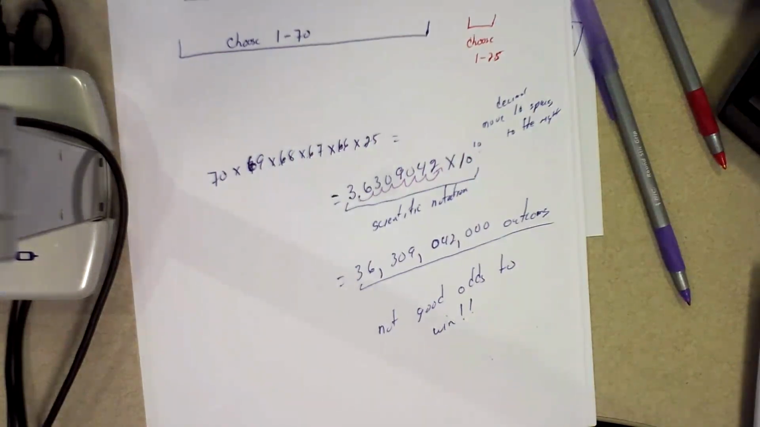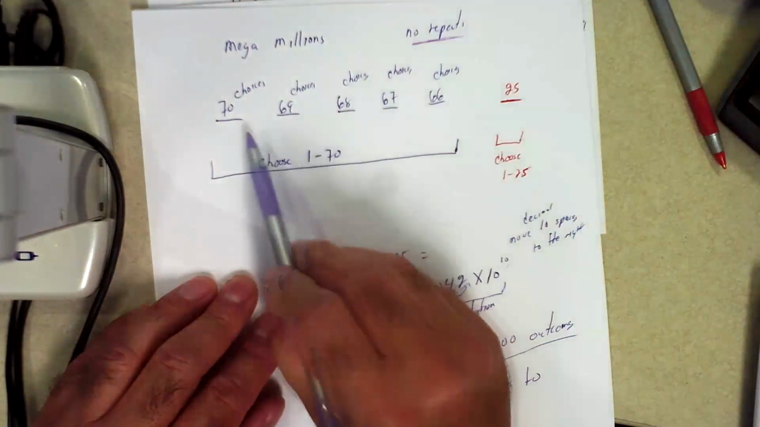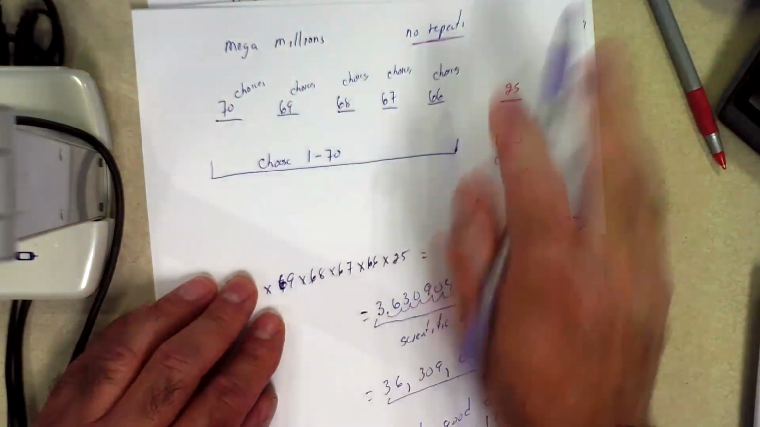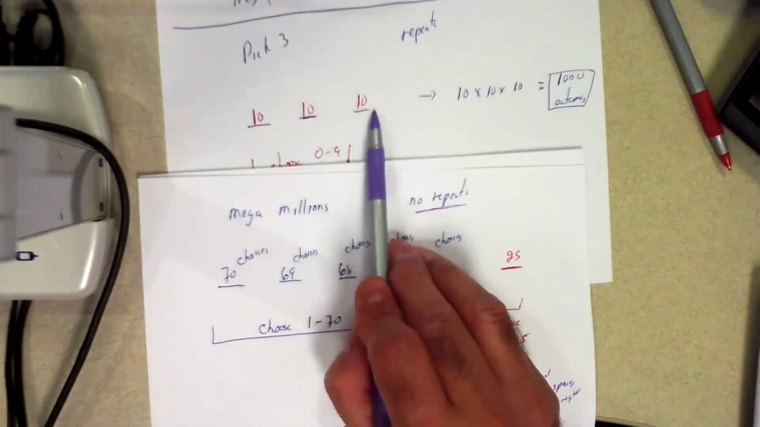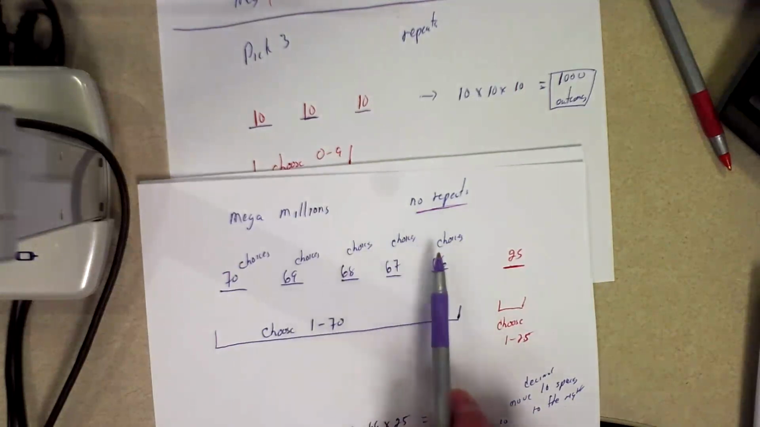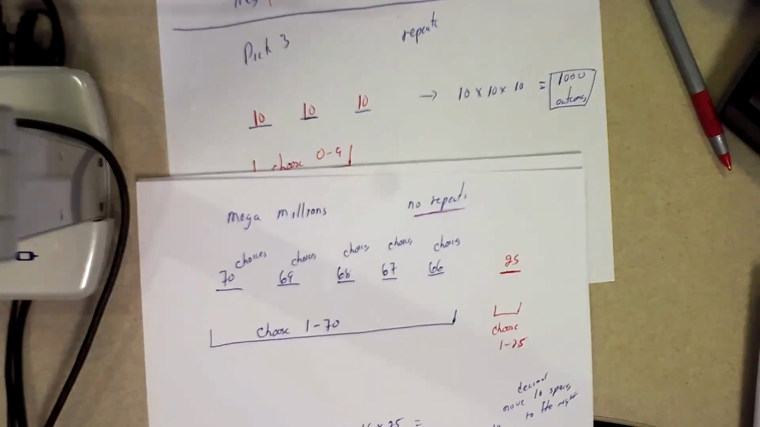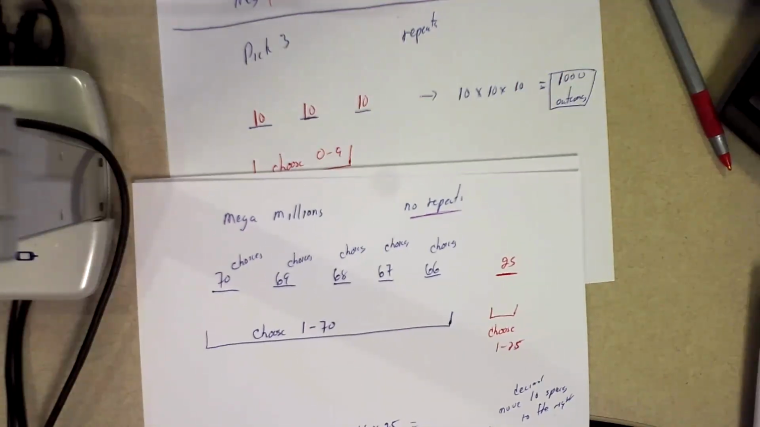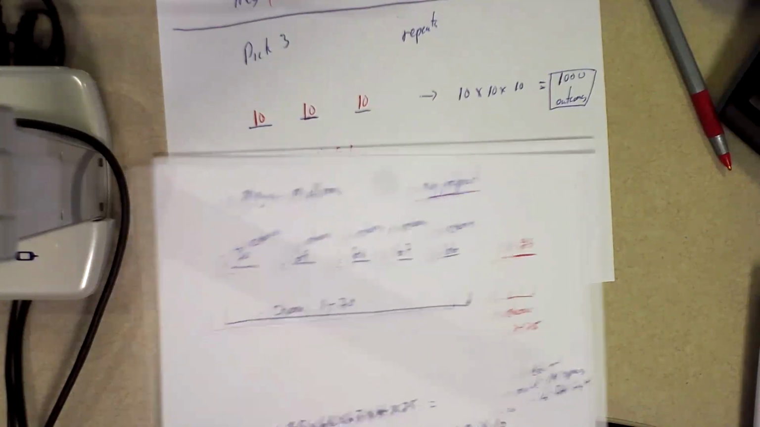So the point of this is that when there are no repeats, the numbers are decreasing. When the numbers repeat, they are identical. Identical for repeats, decreasing for no repeats. And we're going to do an example of how this procedure works.